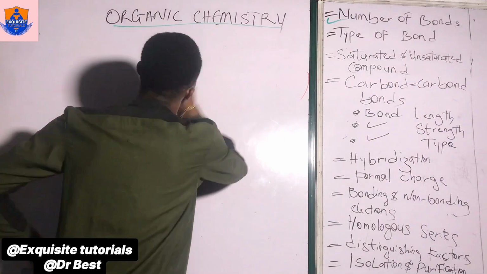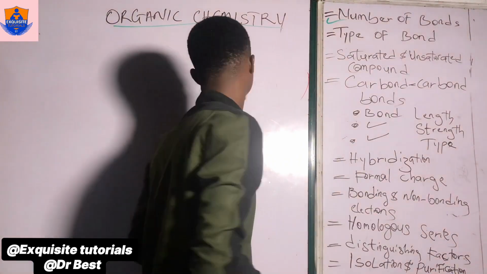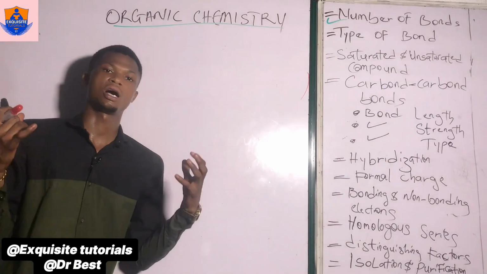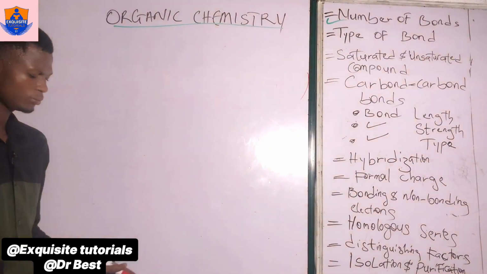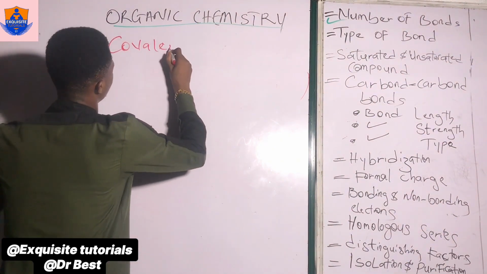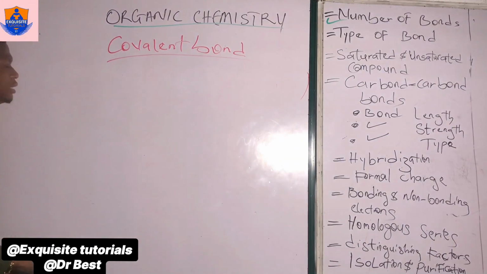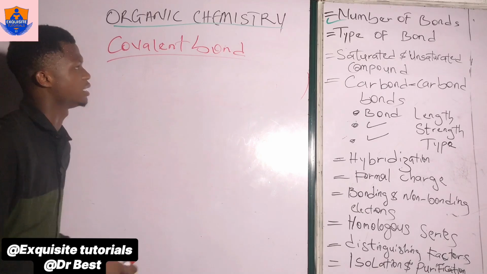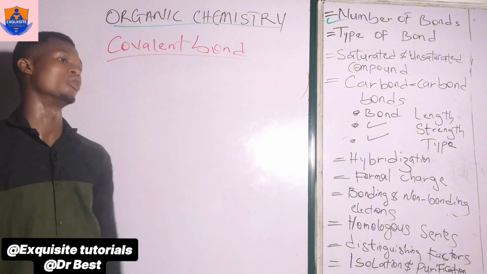Now we have a lot of bonding types. When we talk about chemical bonding, we'll have your electrovalent bonding, we'll have your covalent bonding, we'll have your hydrogen bonding, dative bonding, and the rest. But in organic compound, we are going to look at covalent bonding. Now, all organic compounds undergo what we call covalent bond. Now, what's a covalent bond? A covalent bond is a type of bond in which there is share of electrons between the two bonding atoms.